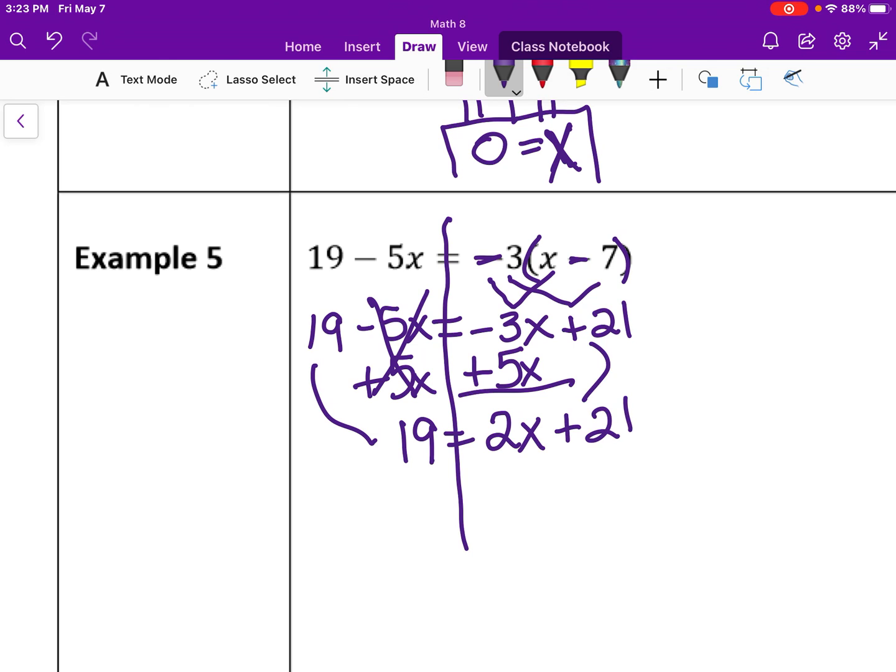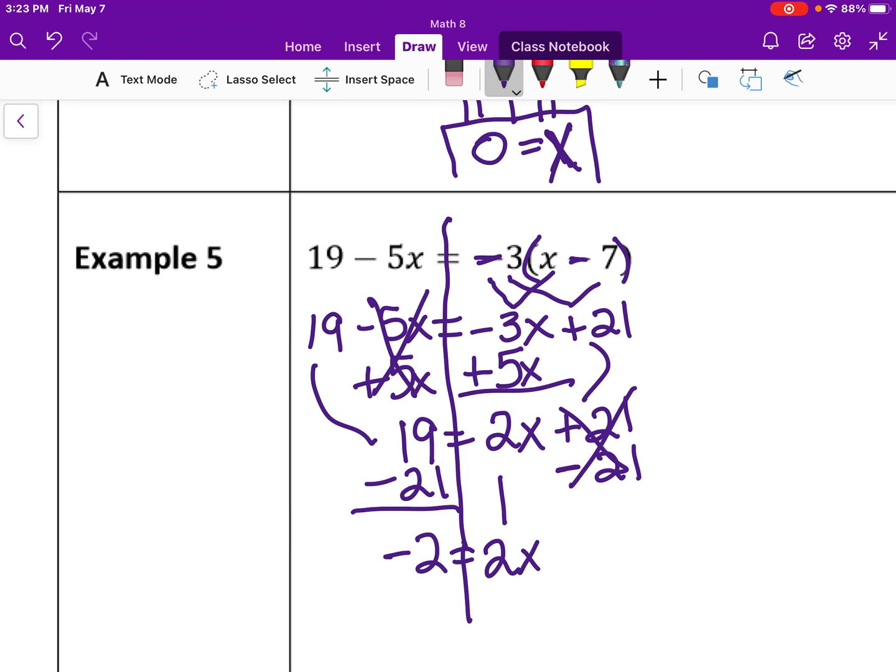my positive 21. Good. Now I can subtract 21 from both sides. Those cancel out, bring down my 2x on my right side. On the left side now, what do I have left? Good, I have a negative 2. All right, now to get that x, that variable by itself, we'll divide both sides by 2. And now we have x equals a negative 2 divided by a positive 2 equals a negative 1. Don't say 0, a negative 1.